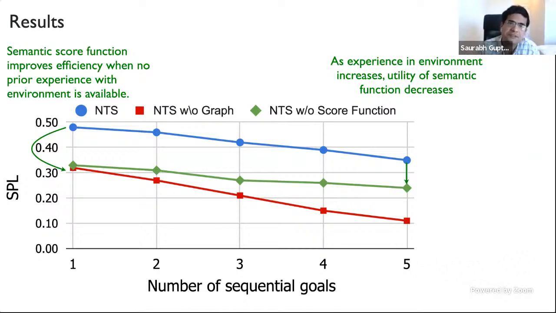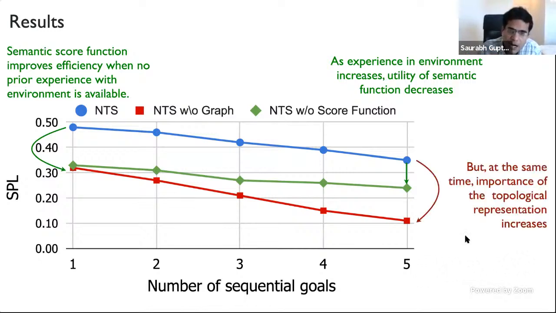Because you very likely have seen images that already occur in the environment, and so this semantic prediction might not be as useful. However, at the same time, just having the score function is not enough, right? You need to have this topological representation, right? If you don't have this topological representation, which is this red line, you ignore images that you have seen in the past, you see a very large drop in performance if you were to have done that. And that's, again, to expect, but good to confirm.